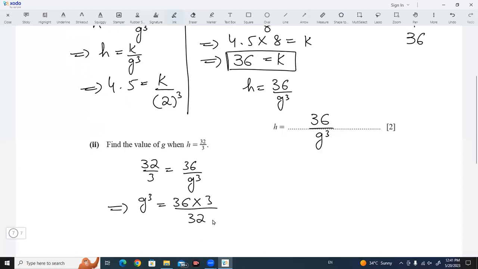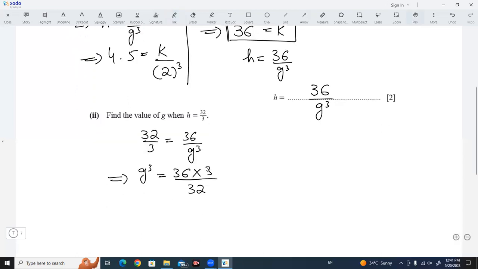Now, if you can simplify this thing, you can do it right now. Means 32 and 36 are in the same table. 4 8 times is 32 and 4 9 times is 36. Now, what's the multiplication of 9 and 3? It is 27. So it is basically 27 over 8. So, what's on the left hand side? It's basically the cube of g. But what we have to calculate, we have to find g.